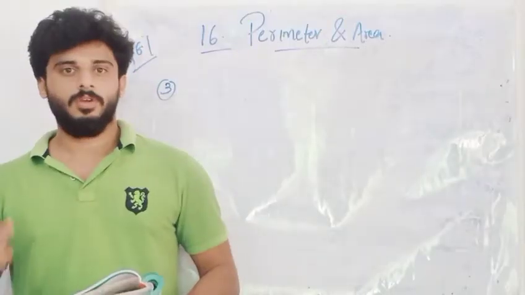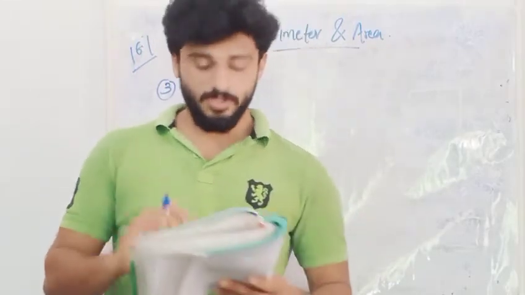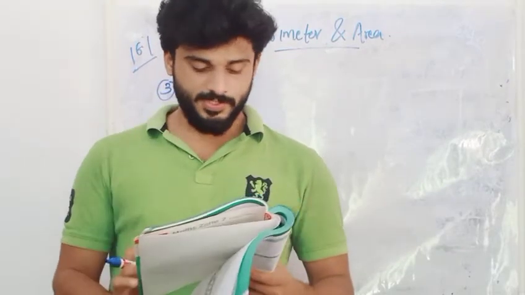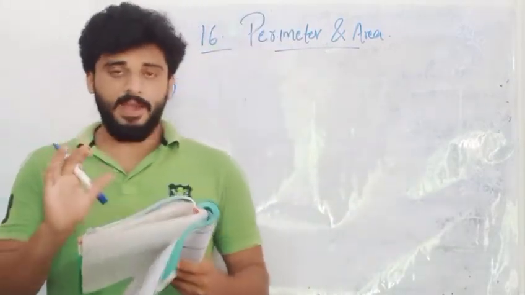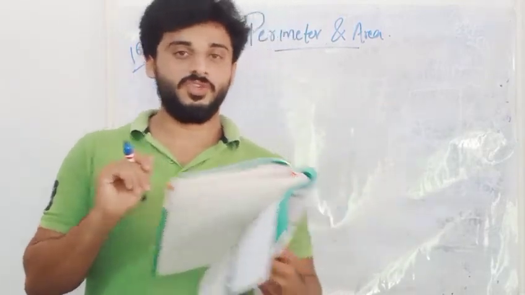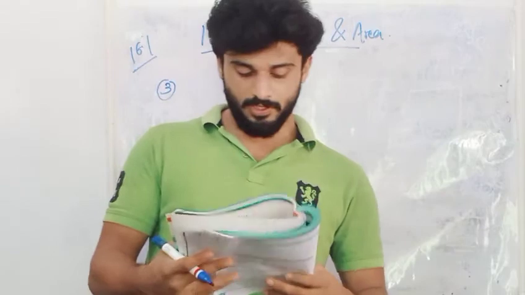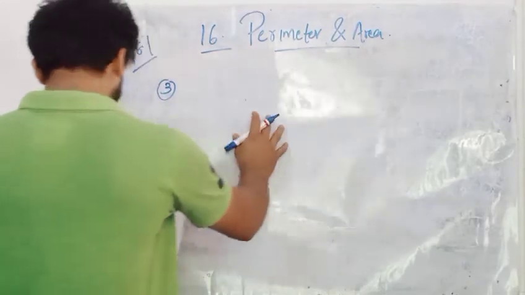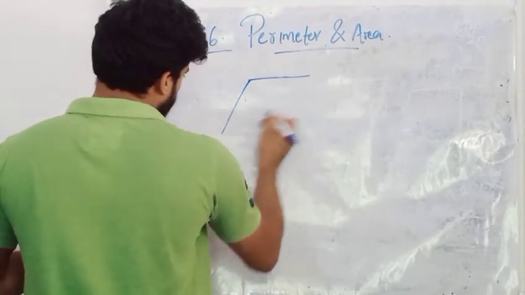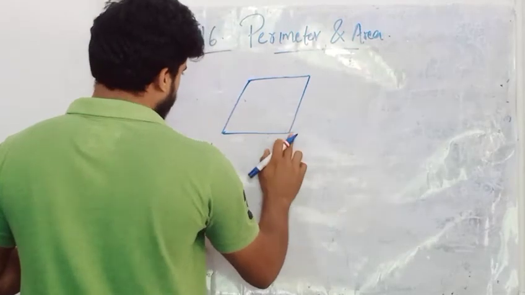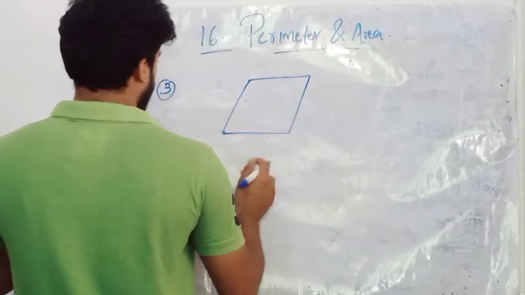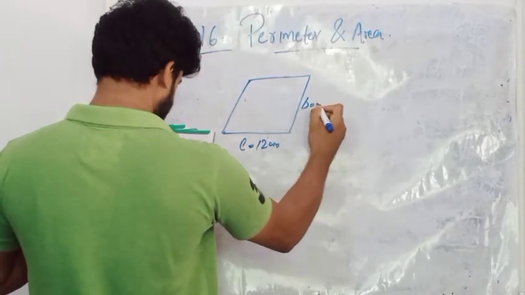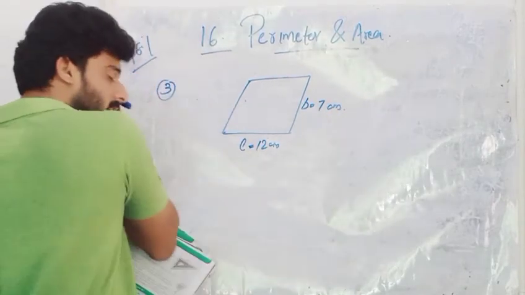Thank you. Now we are moving into the next question, question number 3. In this question, the diagram is not given, only the information is given. I will read the question. Question A: a parallelogram whose length is 12 centimeter and breadth is 7 centimeter. We need to find the perimeter. So I am going to draw a parallelogram here. As we know, a parallelogram will be of this shape, whose length is 12 centimeter and breadth is 7 centimeter, given in the question.